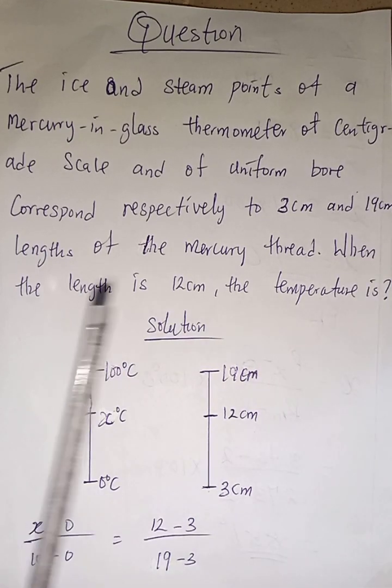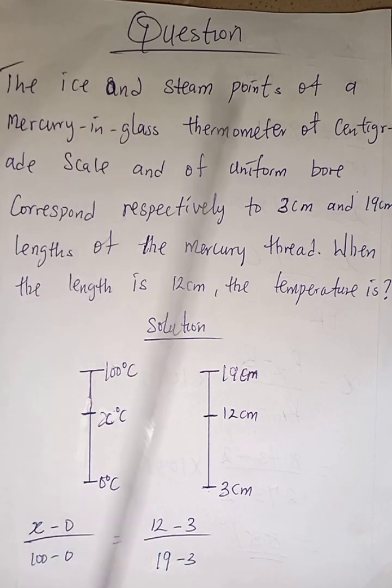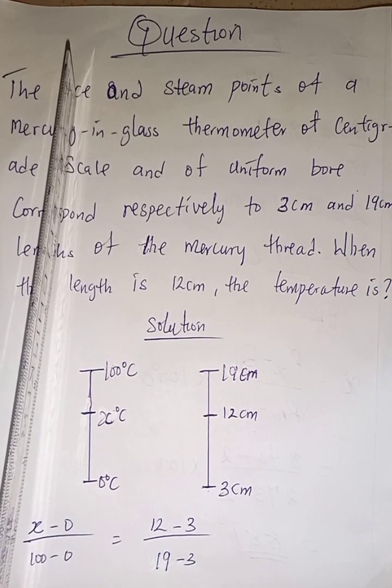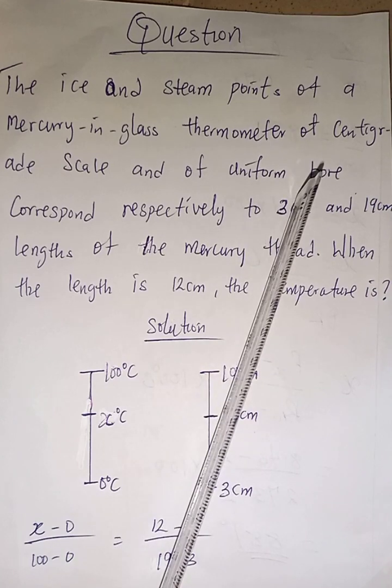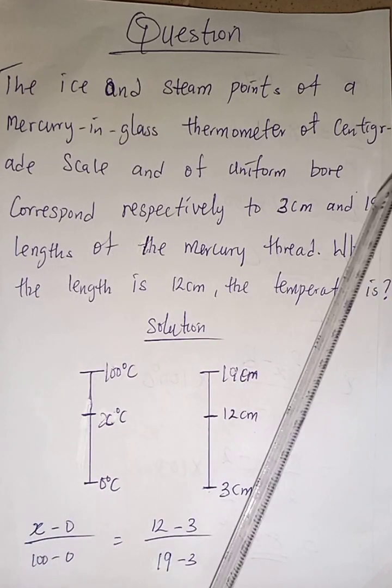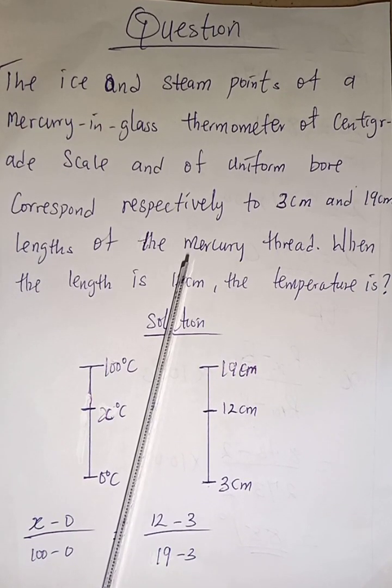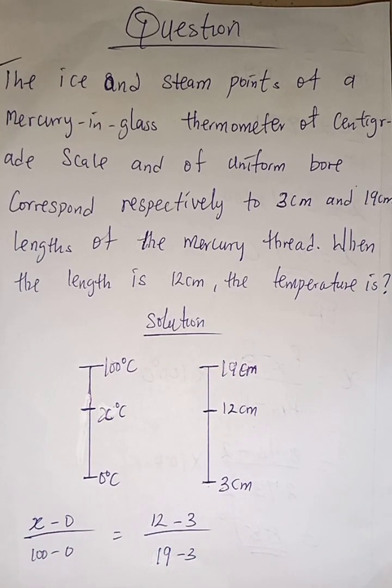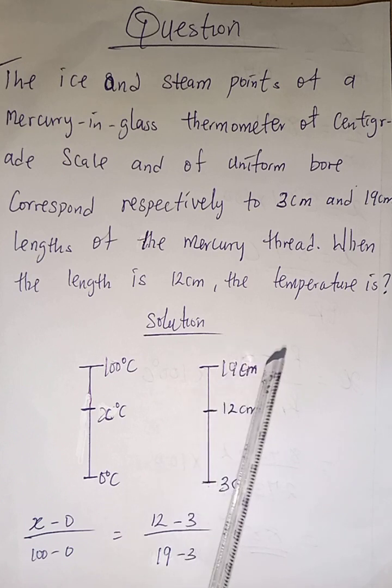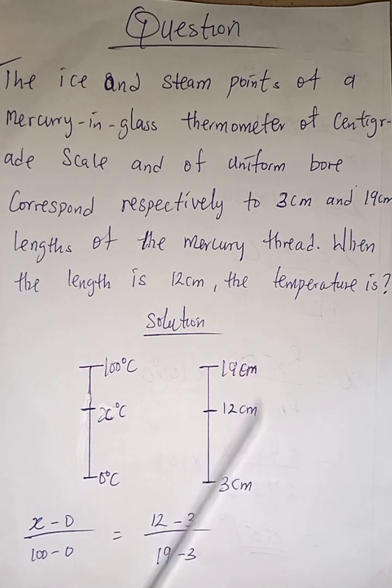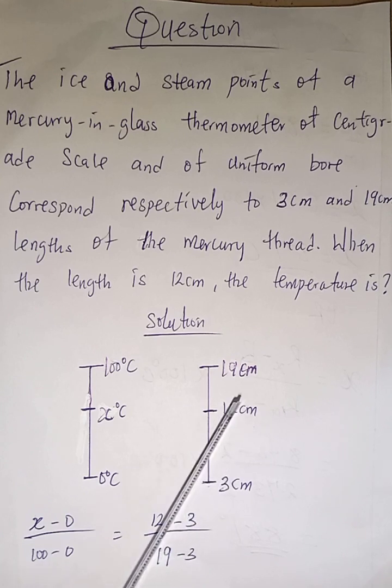That's it. Now the question is, if 0 degrees Celsius, the ice point, corresponds to 3 cm, and 100 degrees Celsius corresponds to 19 cm, what degree Celsius will correspond to 12 cm? That's the question. If you want to solve this problem, you're going to use the principle of interpolation. First, you draw the two scales: draw the centigrade scale, and draw the mercury in glass thermometer scale, which is calibrated in cm. The next thing, you start arranging. Now, if you check, we have 3, we have 12, we have 19.